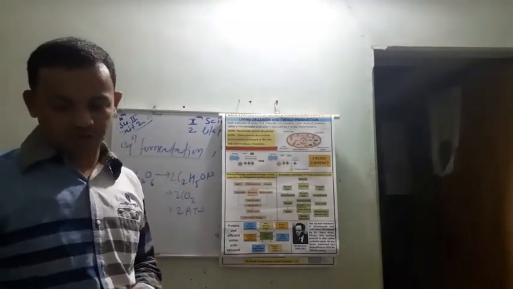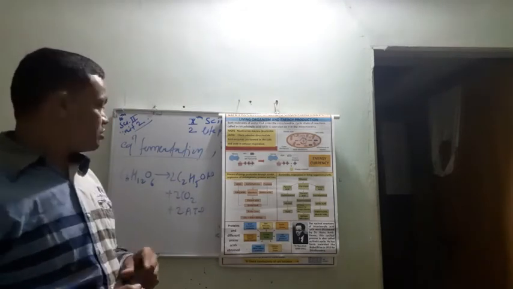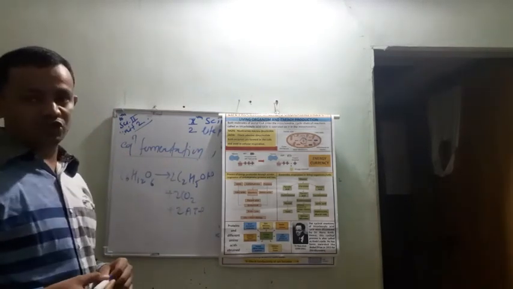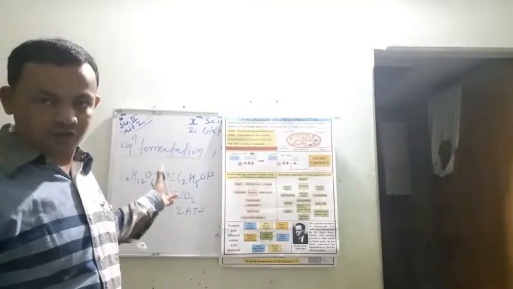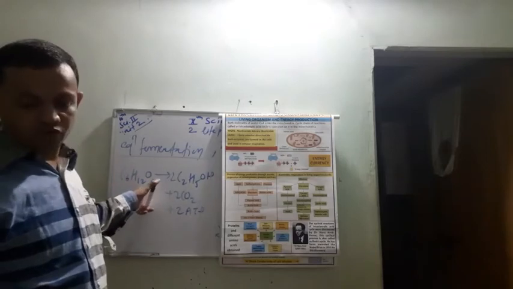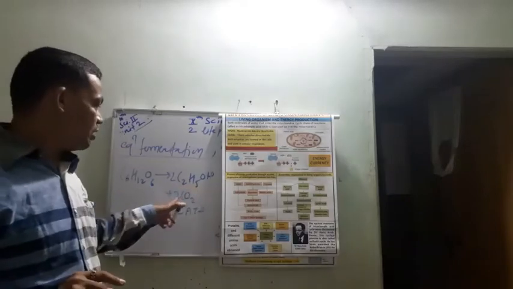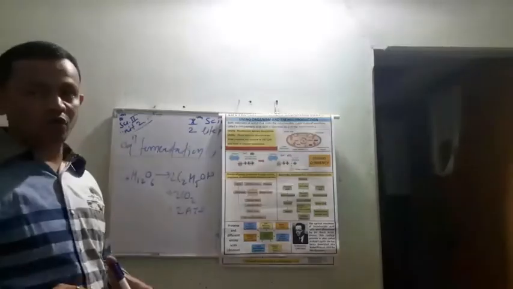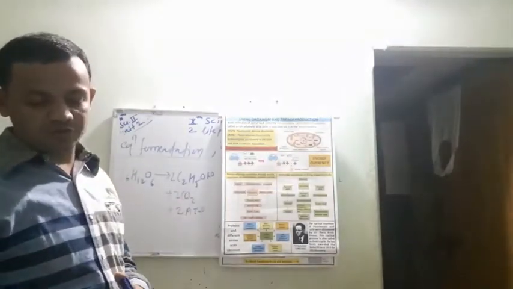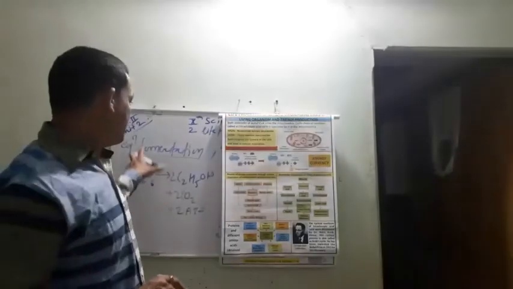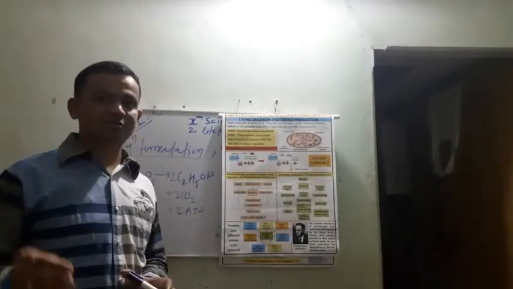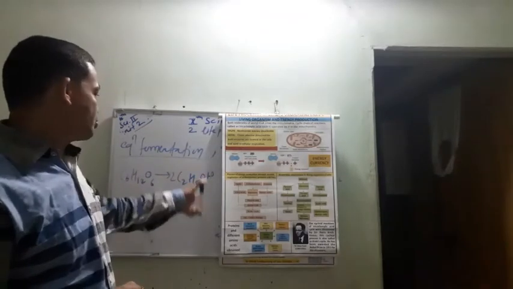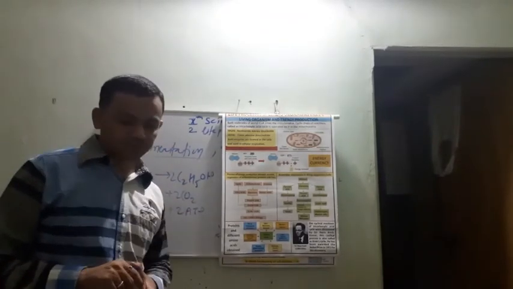this process. So this is the equation of this fermentation process, and in this fermentation process, one molecule of glucose is converted into two molecules of ethanol and two molecules of carbon dioxide, and there is a formation of energy, that is 2 ATP molecules are formed. So in this way this fermentation process occurs. So this is the equation of the fermentation process.